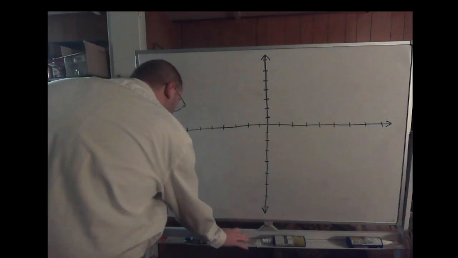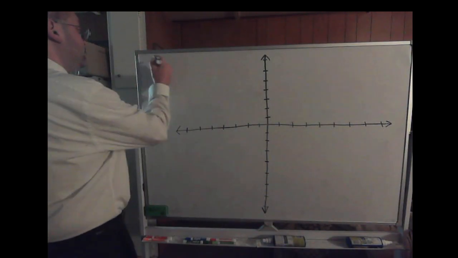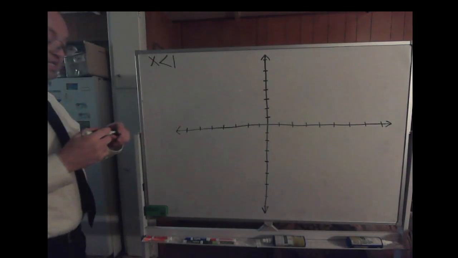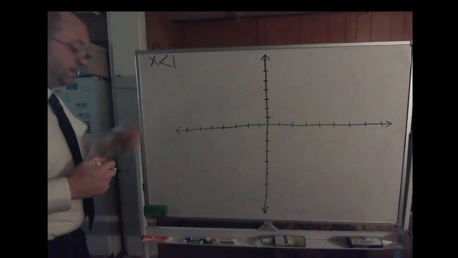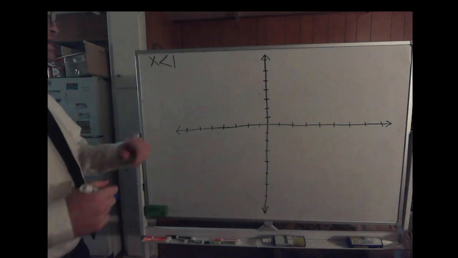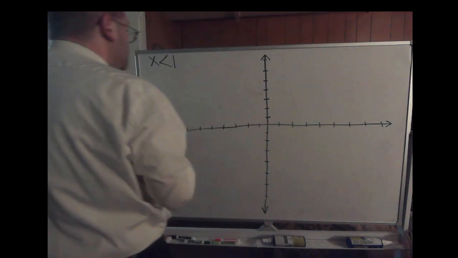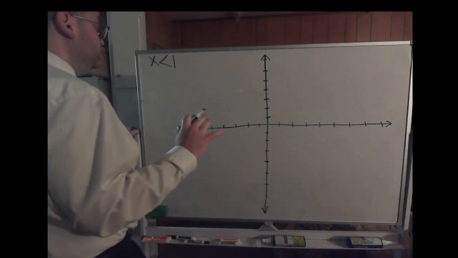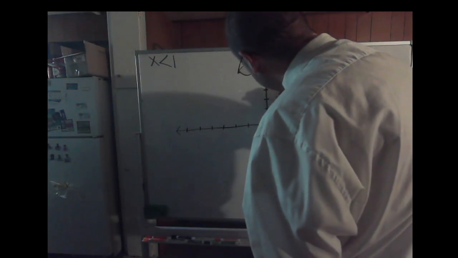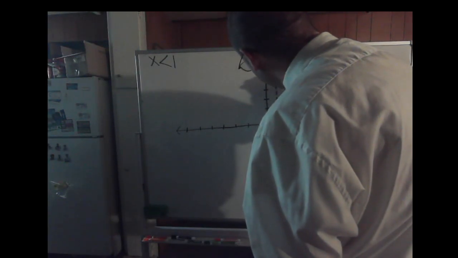Alright, how about if we had something like x is less than 1? So this time we have x is less than 1. Well, it's just less than, so we're going to draw a dotted line through x equals 1 because we don't want to include x equals 1. Basically it's going to be like the graph of x equals 1, only it's a dotted line because we don't actually intend to include x equals 1 as the solution.